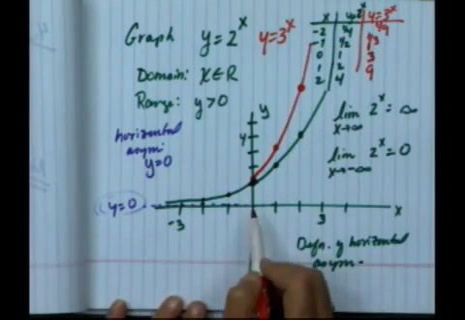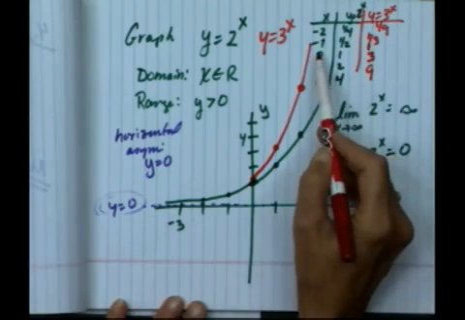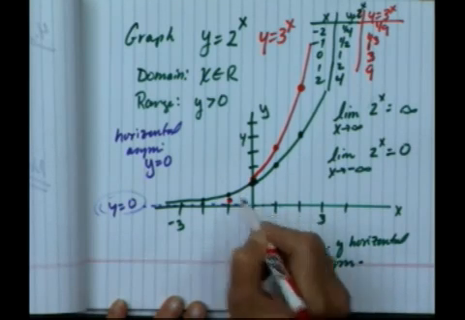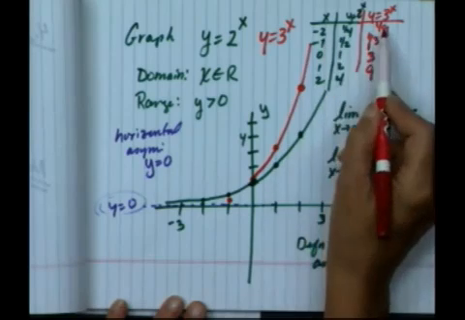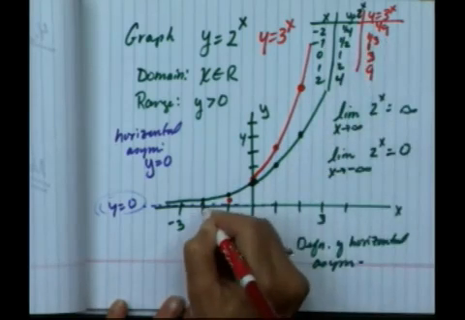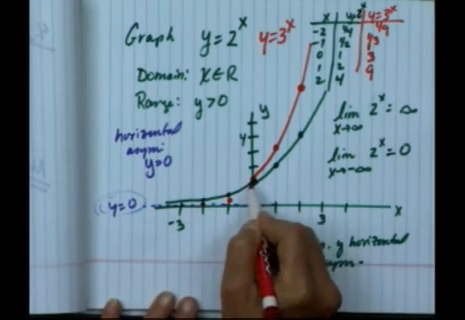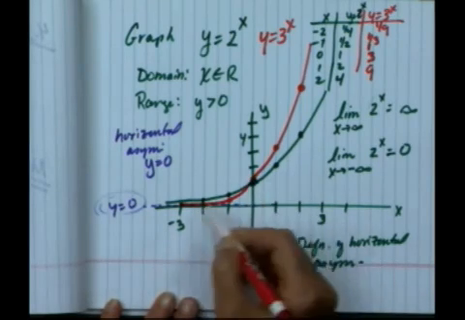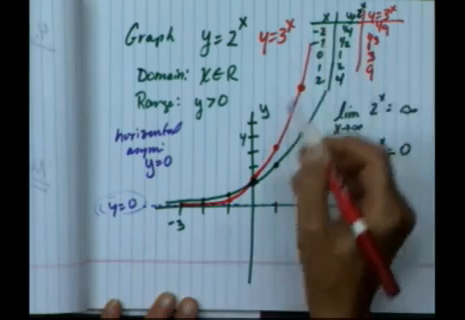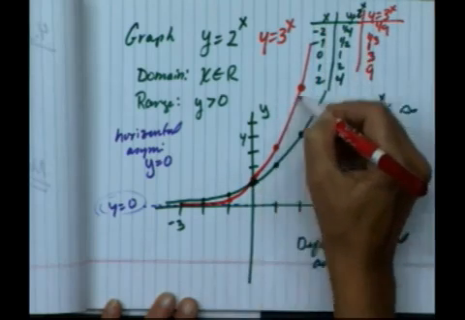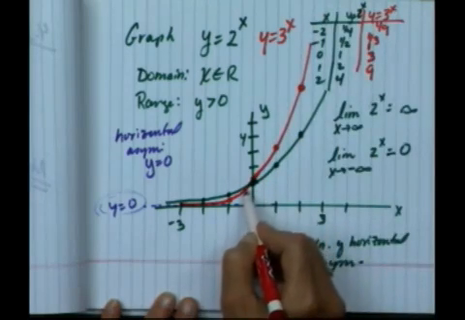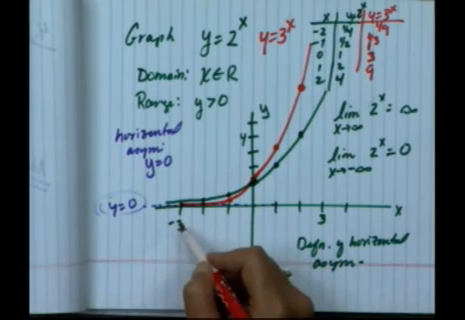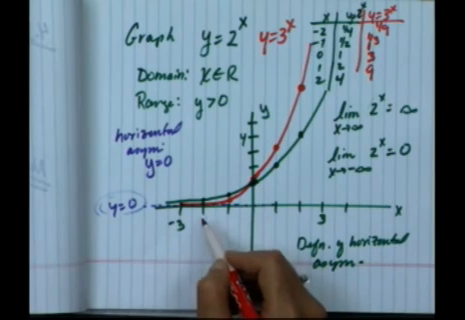Okay, but let's see what happens when x is less than 0. When x is -1, we are now at a third as opposed to a half. And when x is -2, we're down here at a ninth as opposed to a fourth. So it's going to still have almost the same shape, but when x is bigger than 0, it's going to go up faster. And when x is less than 0, it's going to approach the x-axis a lot quicker. Does everybody see that?